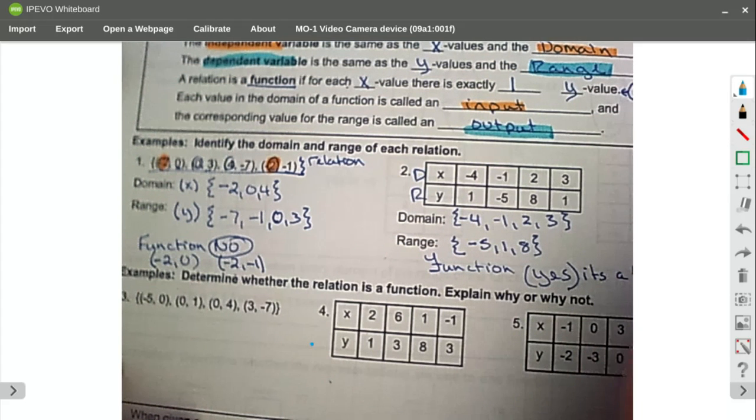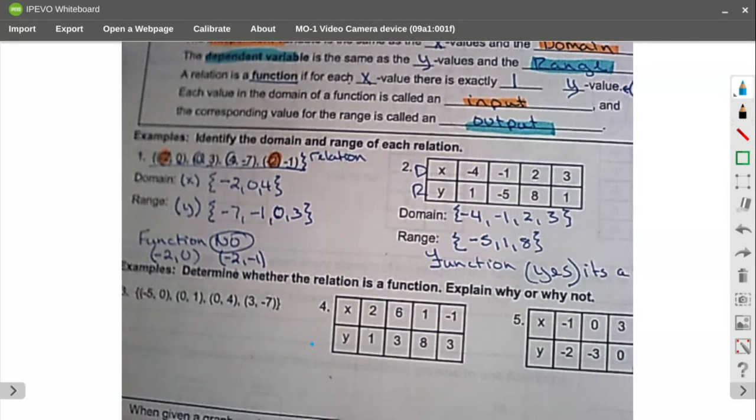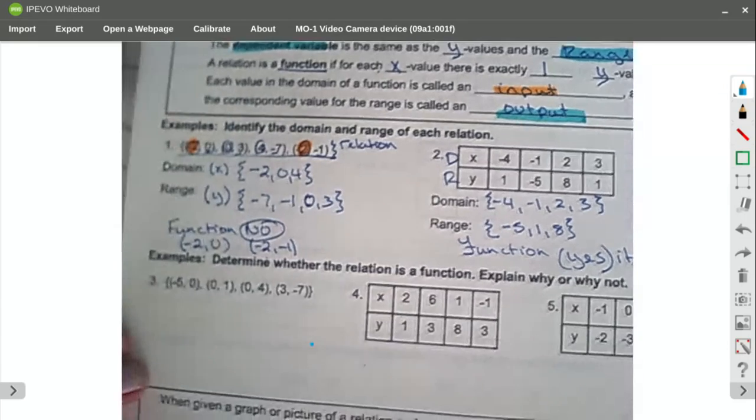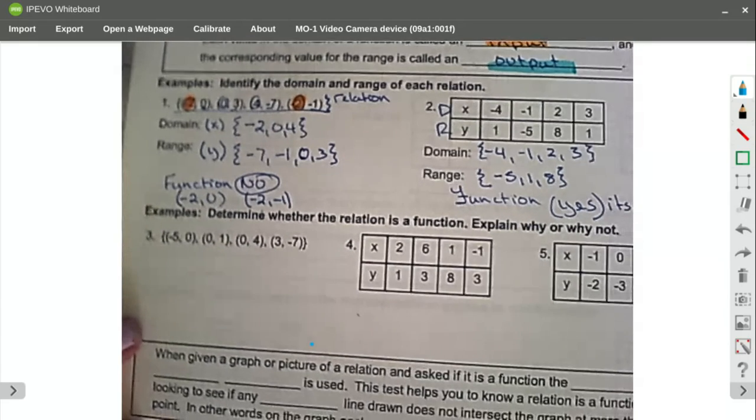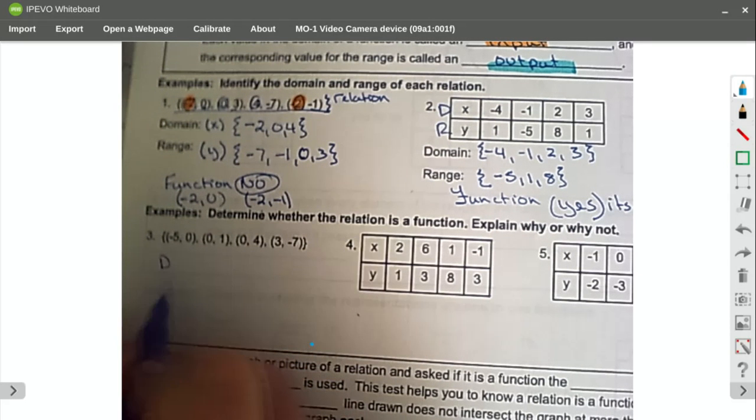Okay? All right, so I'm going to put the next 3 problems into Edpuzzle for you to answer. You're going to have to tell me domain, range, and function.